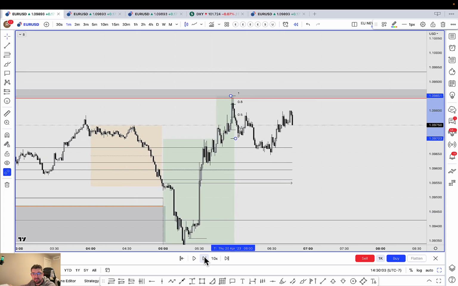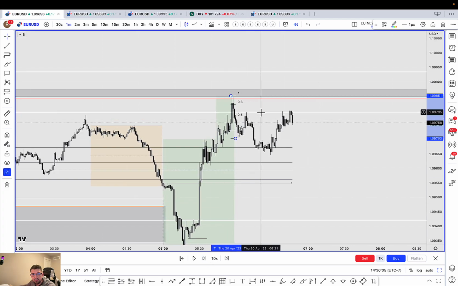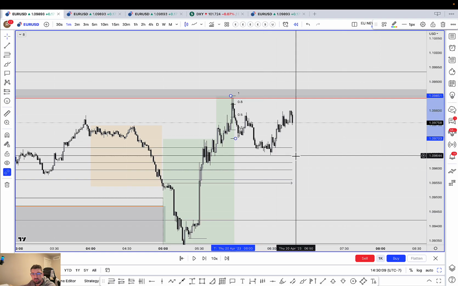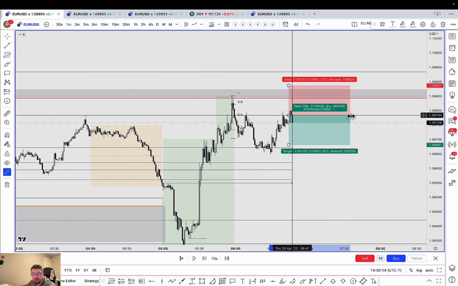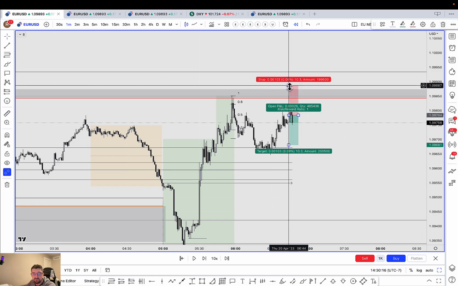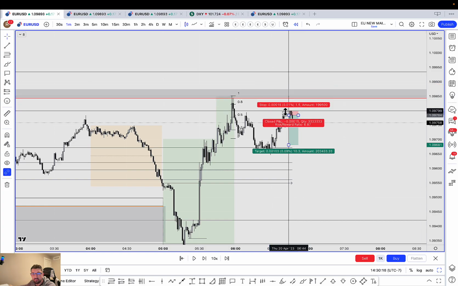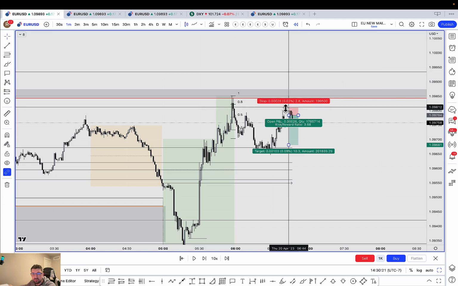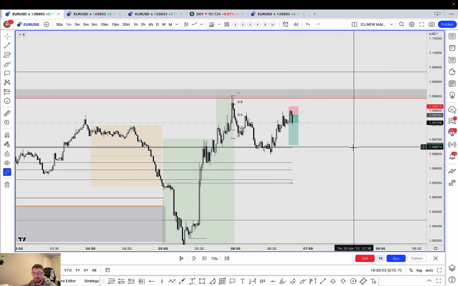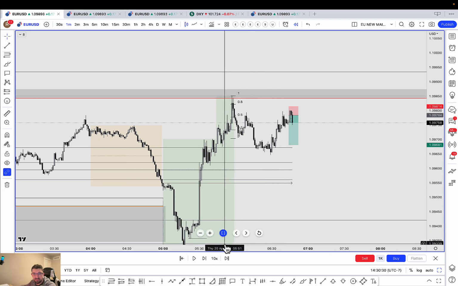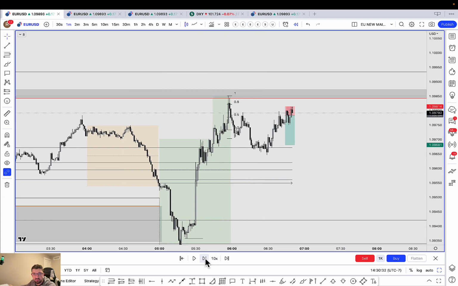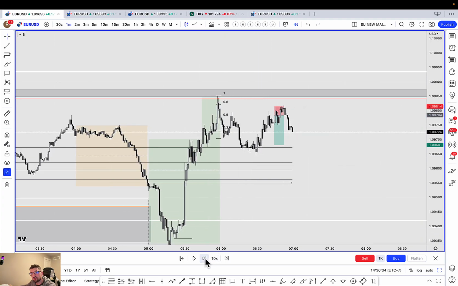So I believe here, yeah, so we took it with a wick. Once we took the wick with a body, I believe I entered here. So this was the first trade. Usually go a pip back. Might have even gone like 1.2. This is the first trade. Valid. Price does have some upside potential. We won't talk about it too much here. So this one hits stop loss.